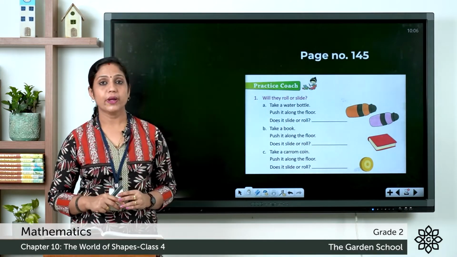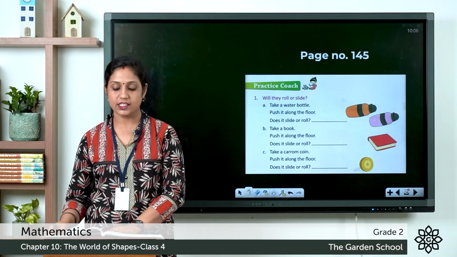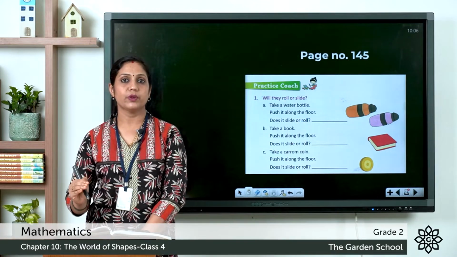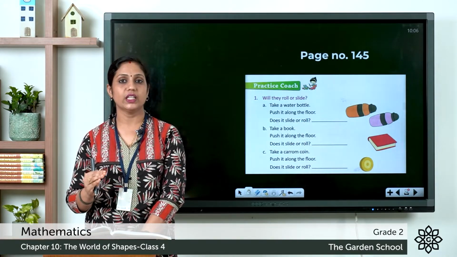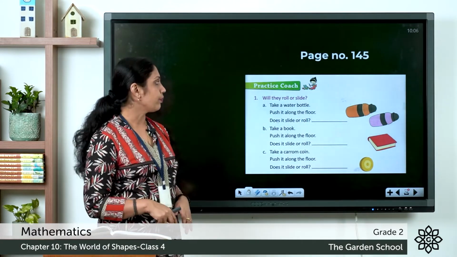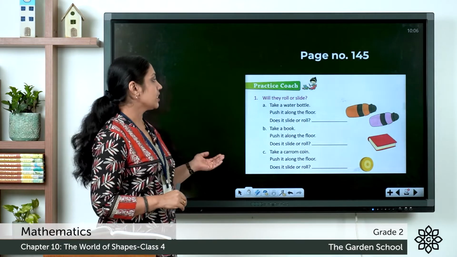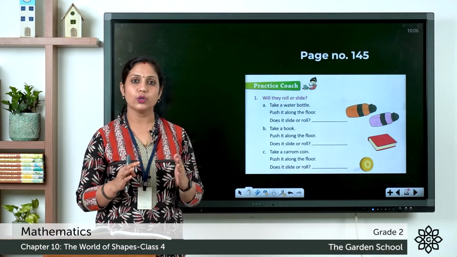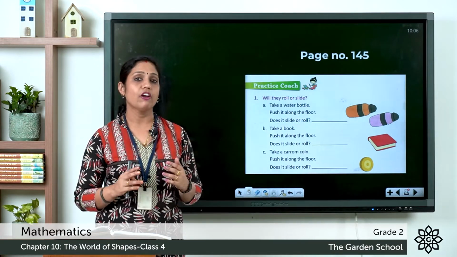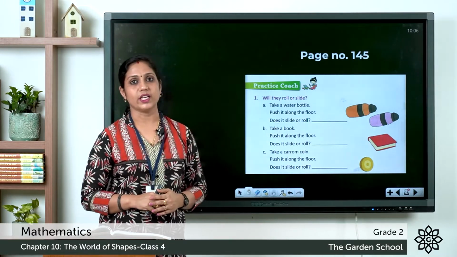In your textbook, page number 145, you have the practice coach. So you can open your textbook. The question is, will they roll or slide? Some pictures are given. We have to find out whether these objects roll or slide. Now look at the first one, A. Take a water bottle, push it along the floor. Does it slide or roll? So you can experiment with it. You can take a water bottle, just push it along the floor, find out whether it rolls or slides, and write it here in the space provided.